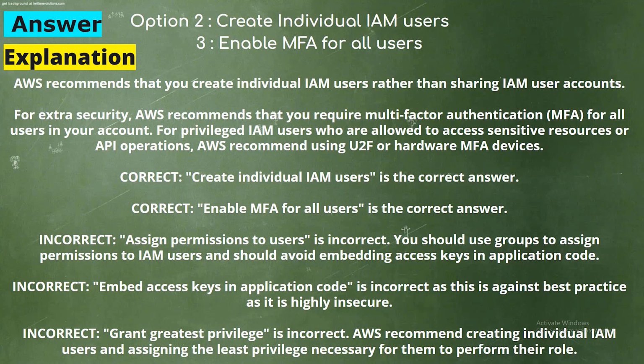Incorrect. Assign permissions to users is incorrect. You should use groups to assign permissions to IAM users and should avoid embedding access keys in application code. Incorrect. Embed access keys in application code is incorrect as this is against best practice as it is highly insecure. Incorrect. Grant greatest privilege is incorrect. AWS recommends creating individual IAM users and assigning the least privilege necessary for them to perform their role.